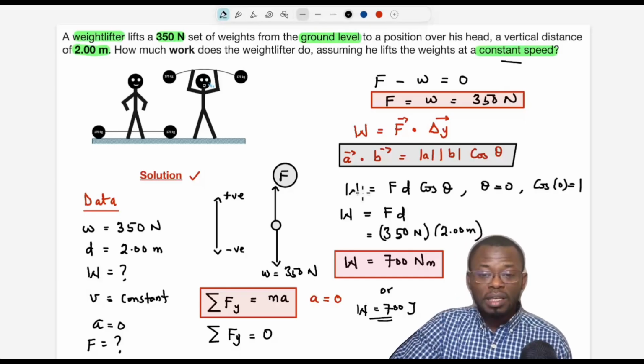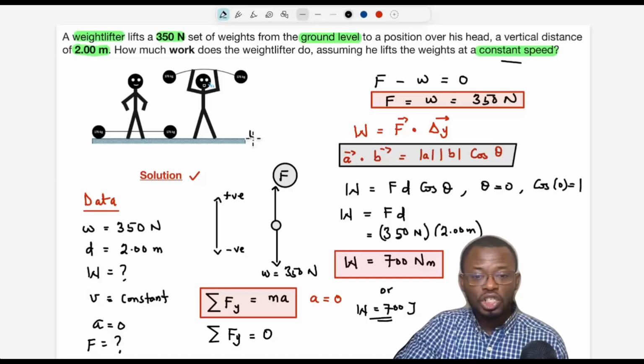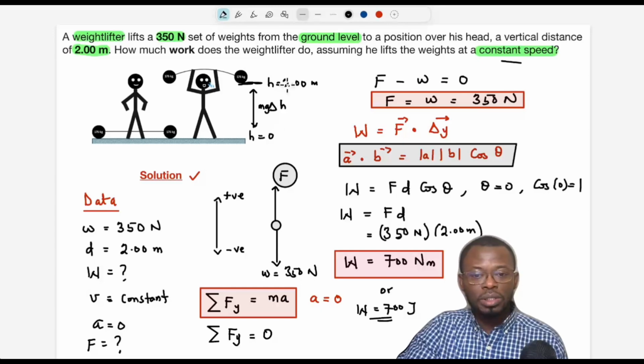So if you have the ground here as h equals 0, and then that 2 meter mark here as h equals 2.00 meters, you can see that the change in height here is nothing but mg delta h. So mg delta h, where delta h is just the difference between h initial, at the floor level, and h final, over the head of the weightlifter.